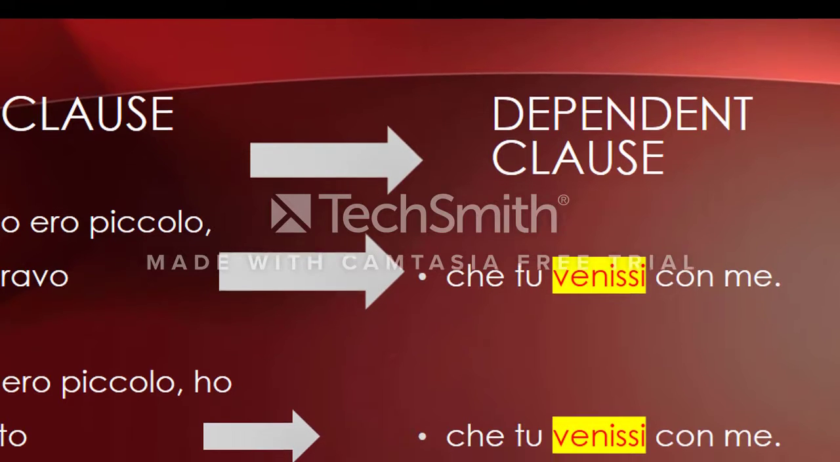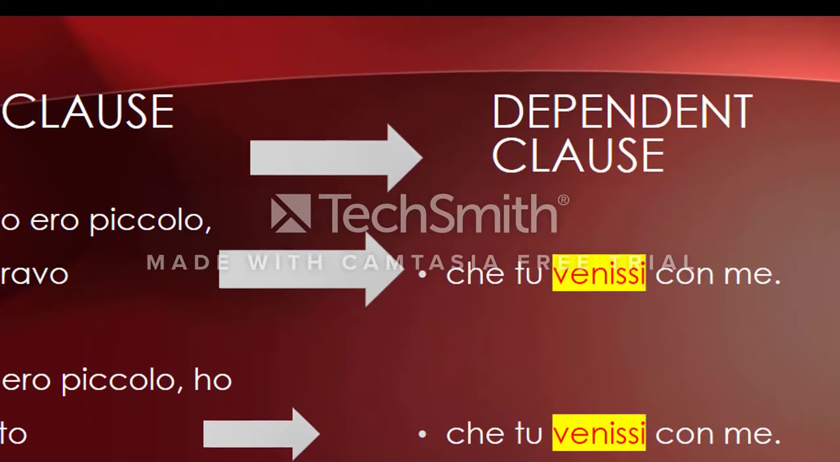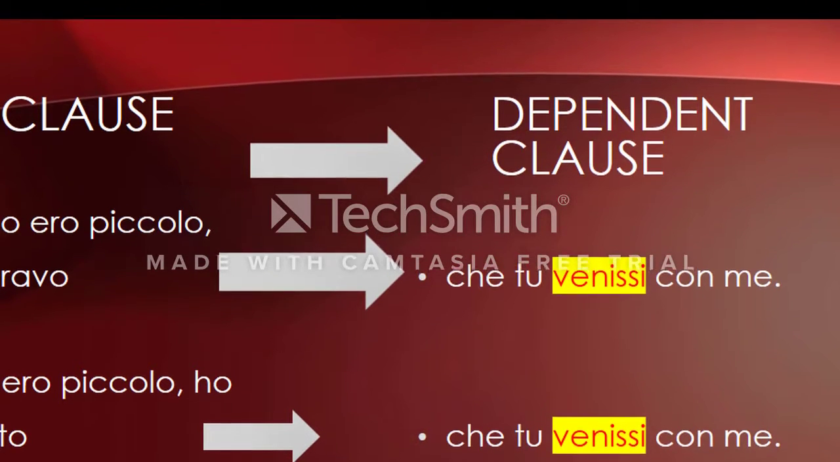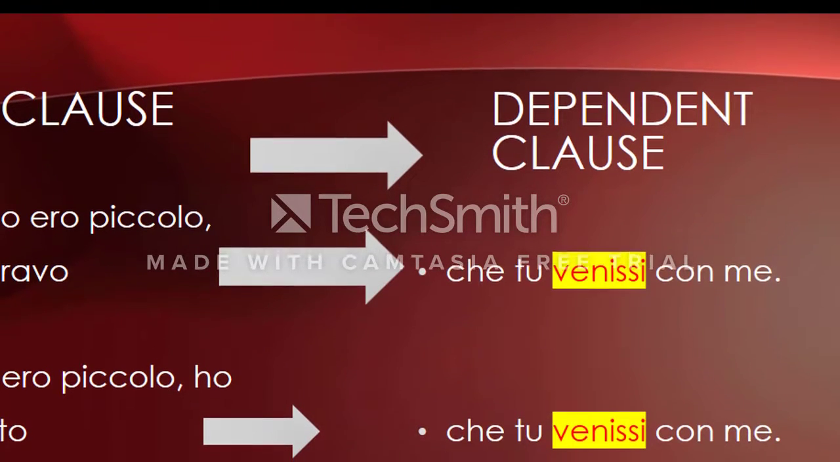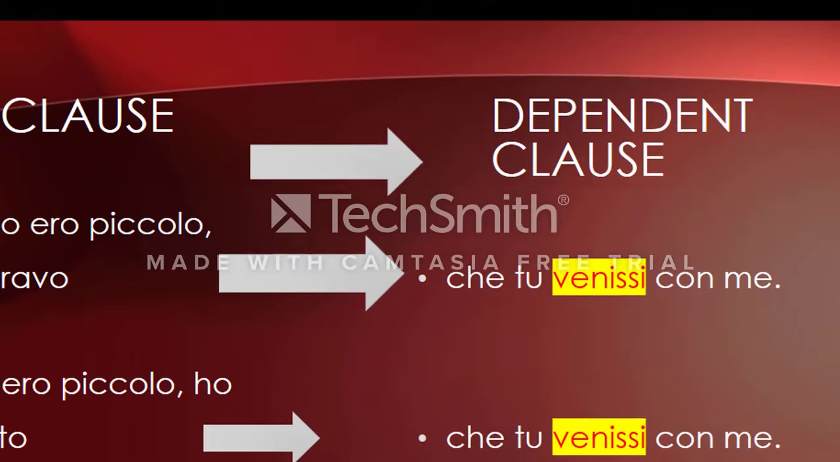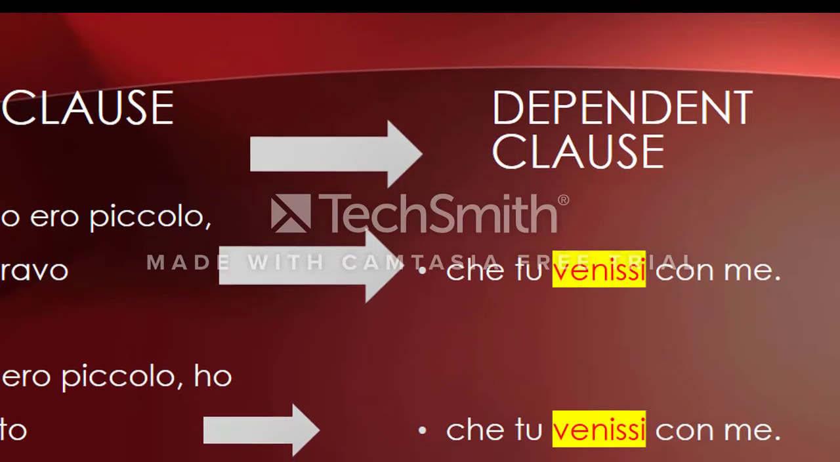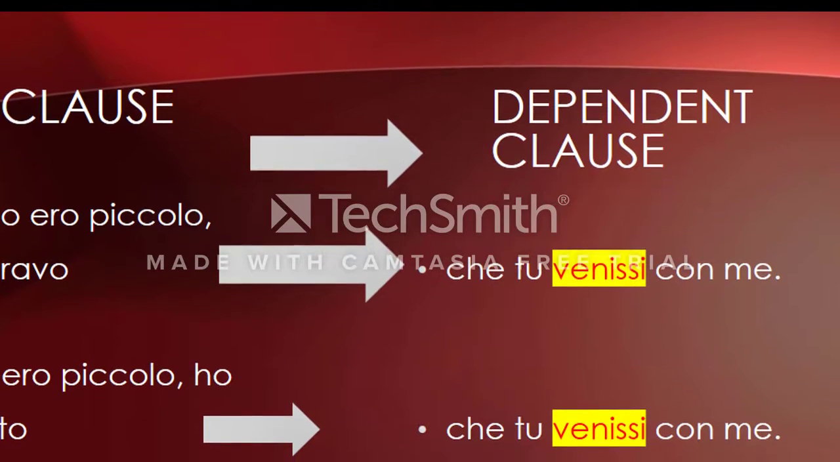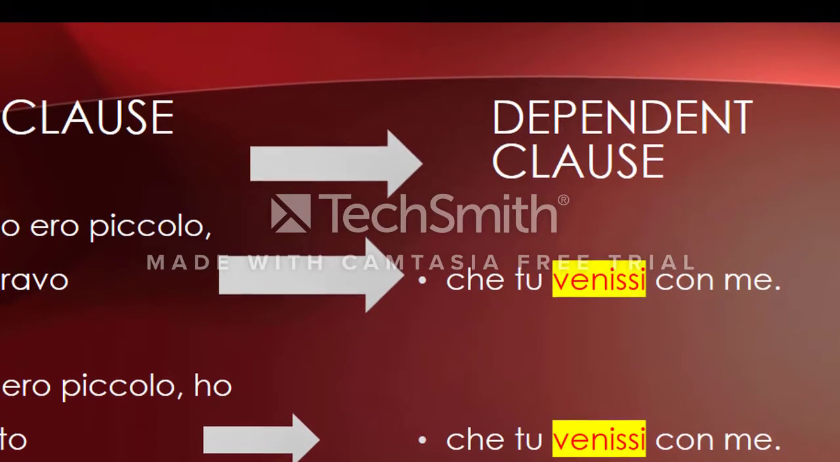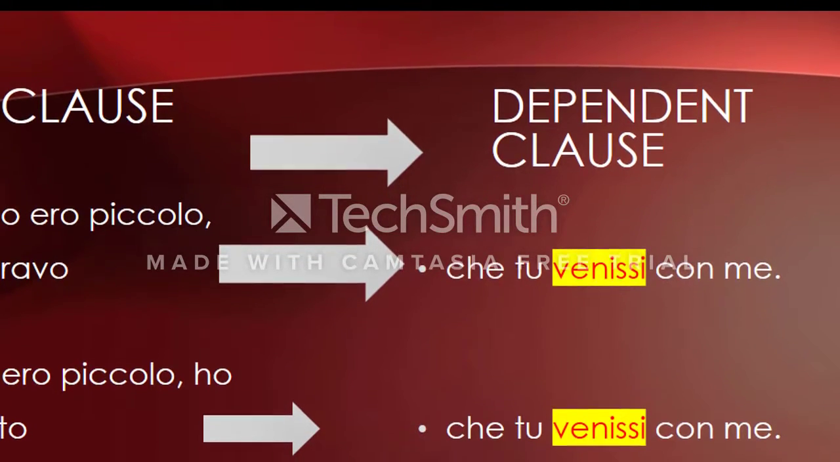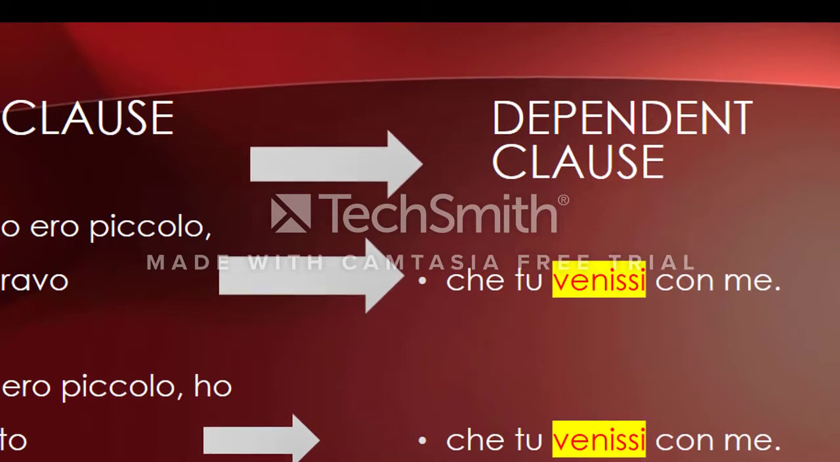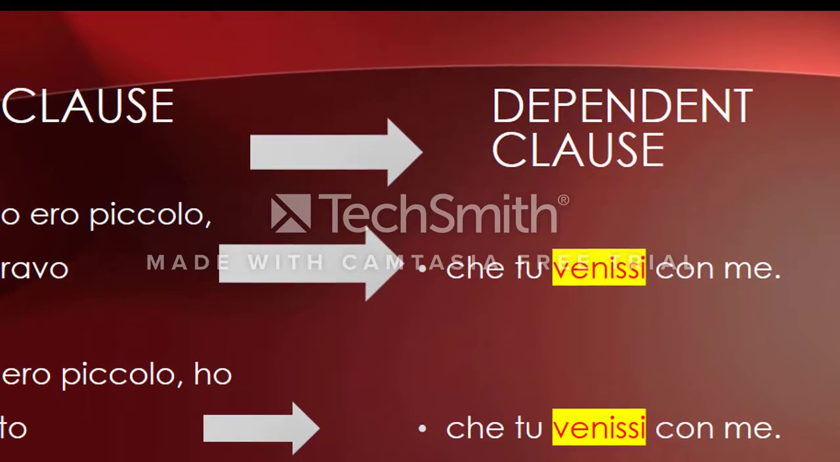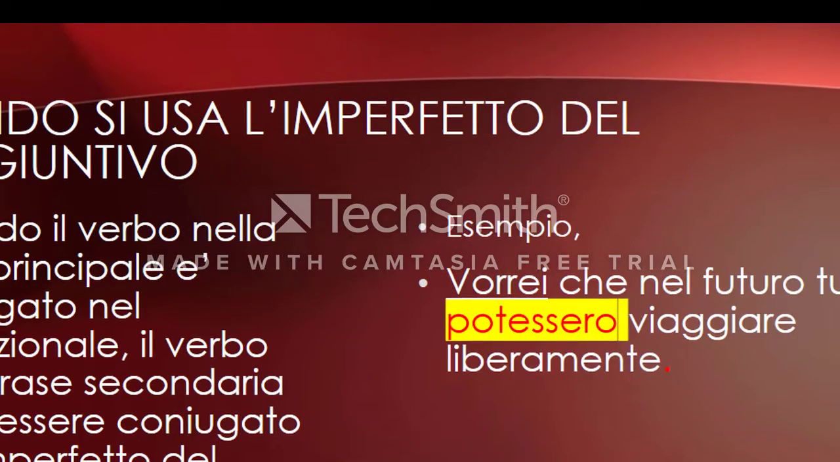When we get the main clause and then we have the dependent clause, you have to decide whether it needs the subjunctive. We're going to keep studying this. Quando ero piccolo ho desiderato che tu venissi con me. So you have your main clause, two examples, and the dependent clause.